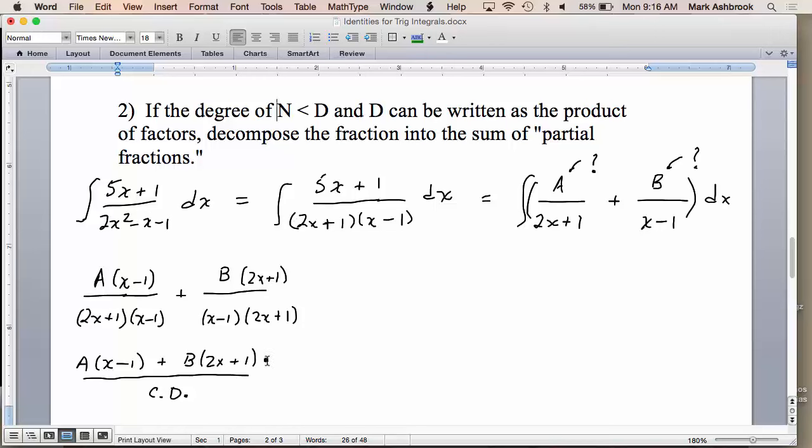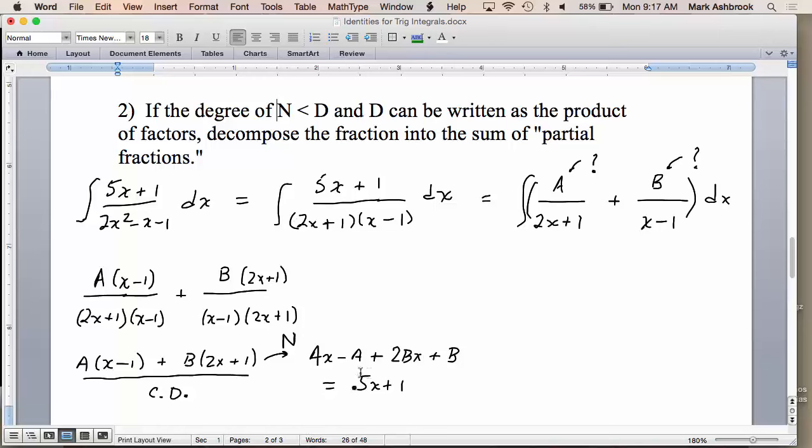Okay, so this numerator now is Ax minus A plus 2Bx plus B, and we said that has to equal 5x plus 1. I'm just looking at the numerator, because all we care about is the capital A and B. If we can get A and B, we can do the antiderivative. So that's what we're focusing on now.